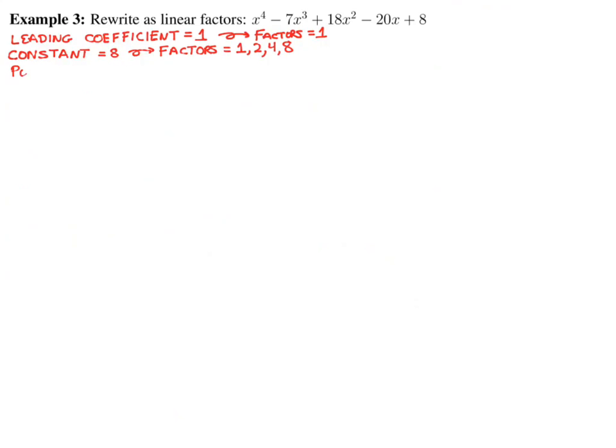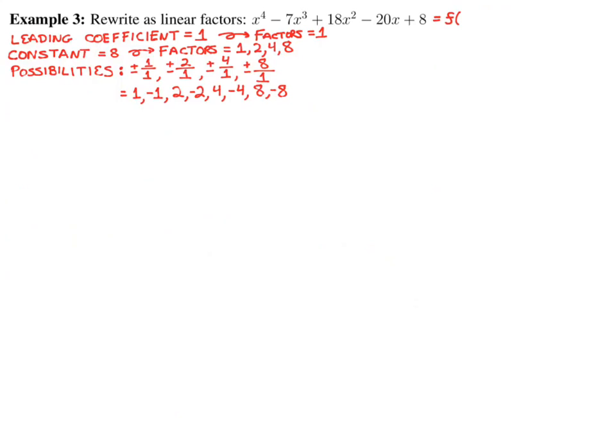And so our possibilities, numbers to try, I guess I was using in the prior examples. We're talking about plus or minus 1 over 1, plus or minus 2 over 1, plus or minus 4 over 1, plus or minus 8 over 1. Okay, so that's a list of 8 numbers to try: 1, -1, 2, -2, 4, -4, 8, -8. Again, if you're organized, you don't necessarily need to do all of this listing out, but if you're confused, then it's a good idea to start there.